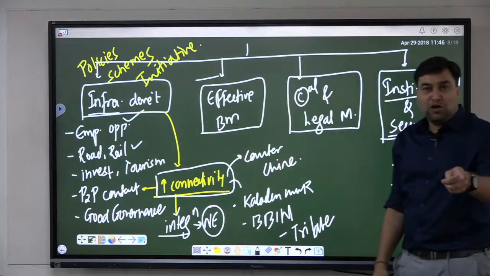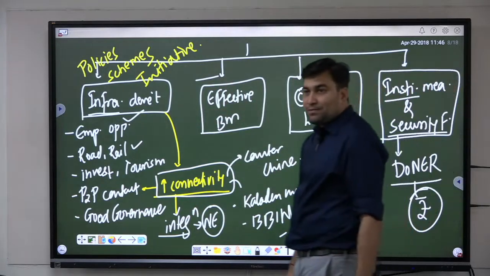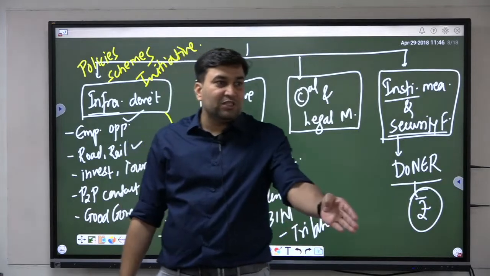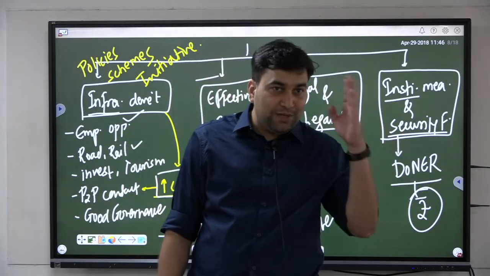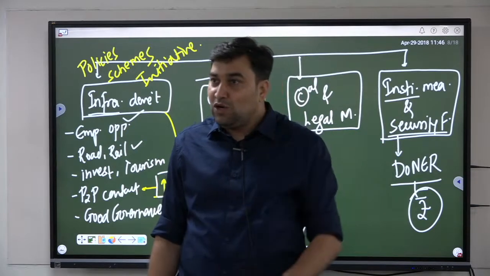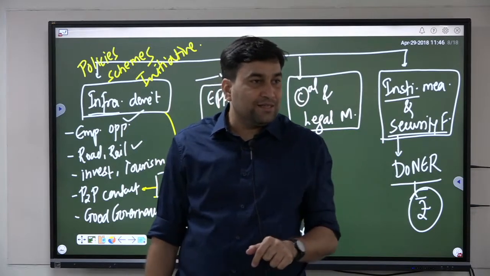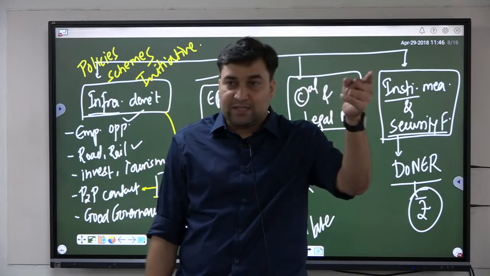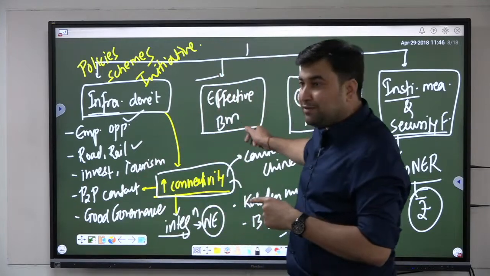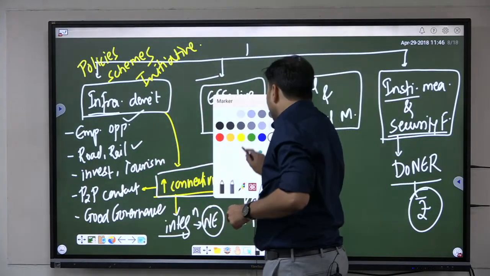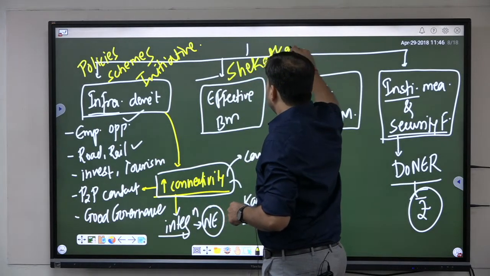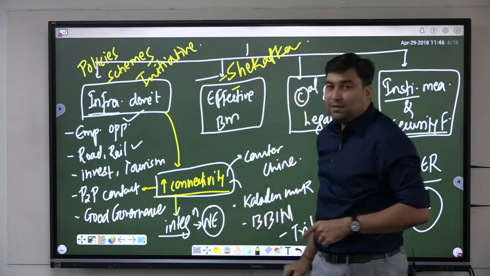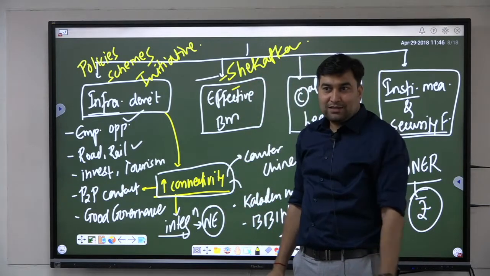In this effective border management, there are n number of committees. Example, the recently constituted Sept committee. The committee was recently constituted, which had given its report with respect to effective border management. All the points I will discuss in border management and issues. But यहाँ पे you can include it. What? Shekatkar committee. Here you have n number of other committees. For example, Madhav Godbole committee.